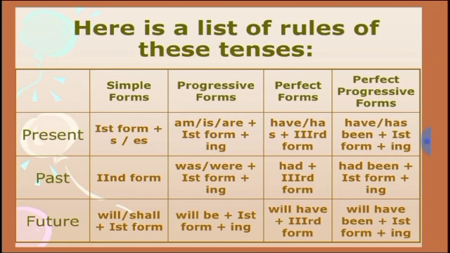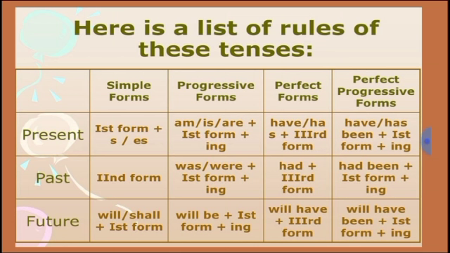Then if you go to the past tense form, now because the work has already finished, so have and has will become had, and then the third form. So example will be they had gone to the market. I had gone to the market.